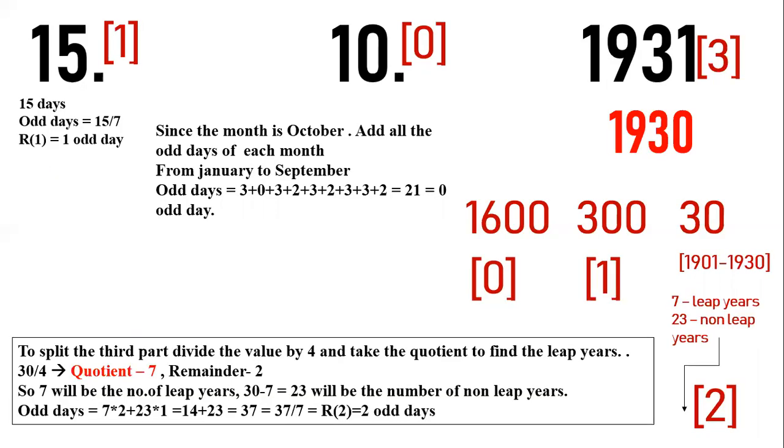So now in case if your month is January, so previously you don't have any month, so that means you can put that odd days will be 0. The month is February, just put January month's odd day. The month is March, then you can put Jan plus Feb. So like that.